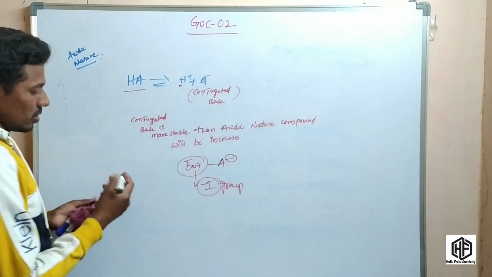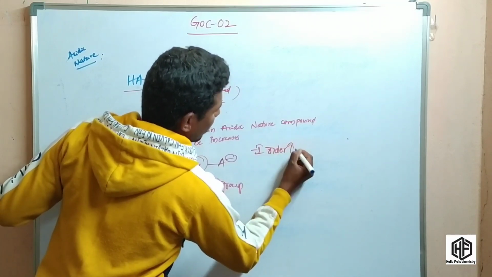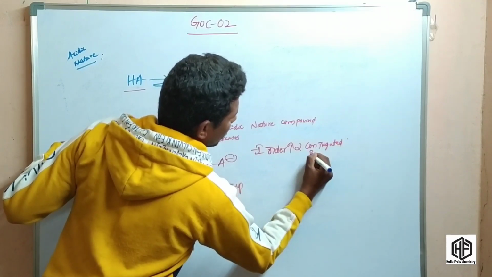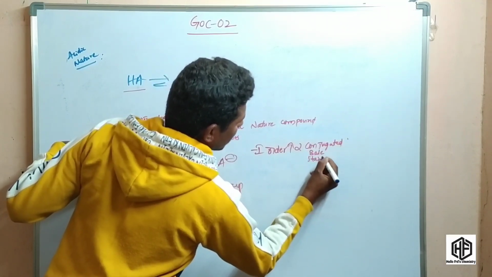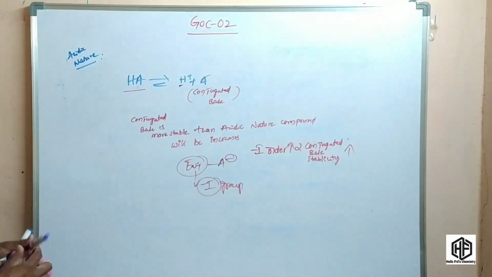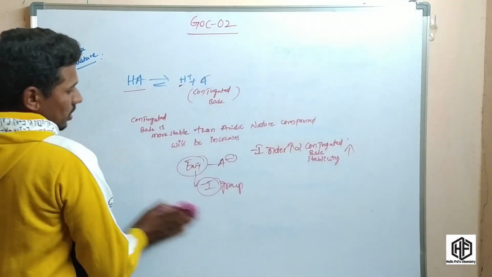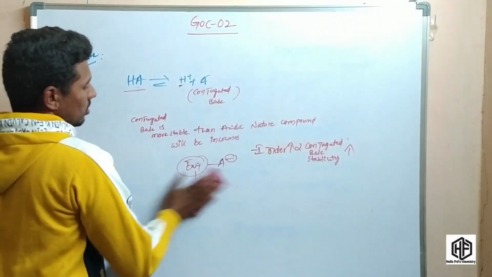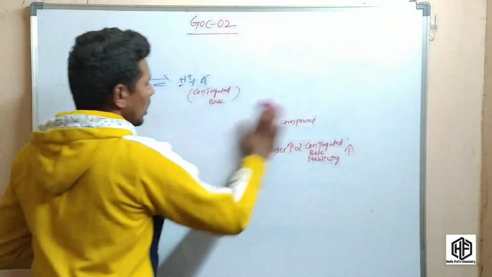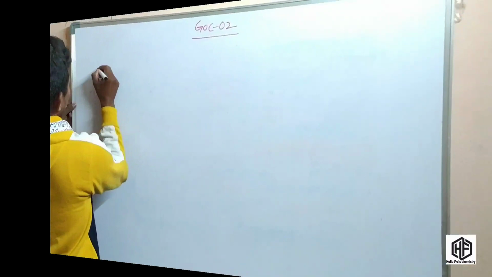What is the statement here? Minus I order increases, conjugate base stability increases. These things are very, very important. Please take a screenshot, and then we are going to discuss some examples of the acidic order of compounds.